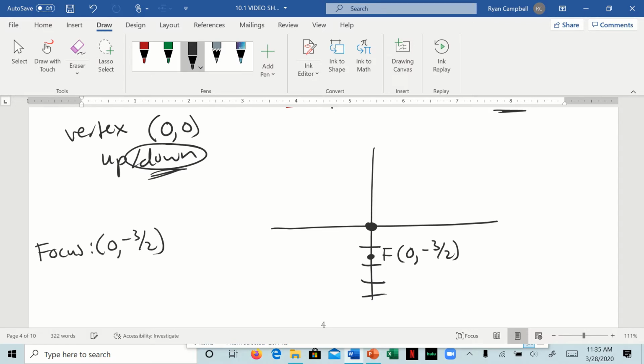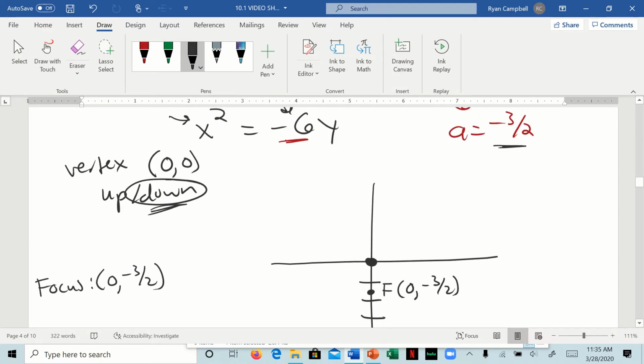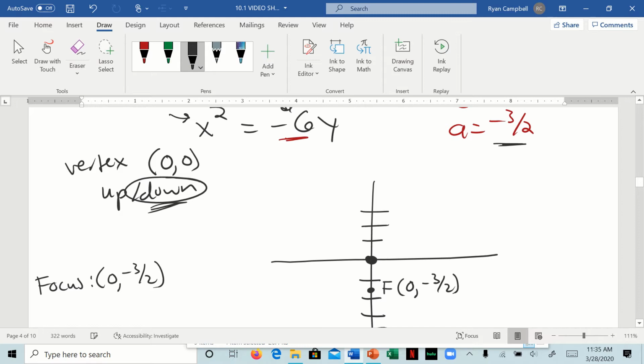Which I think is just so much easier than having to memorize some formula to figure it out. Then the directrix, we just go up 3/2, right? So that's going to be right there. So what is the directrix?